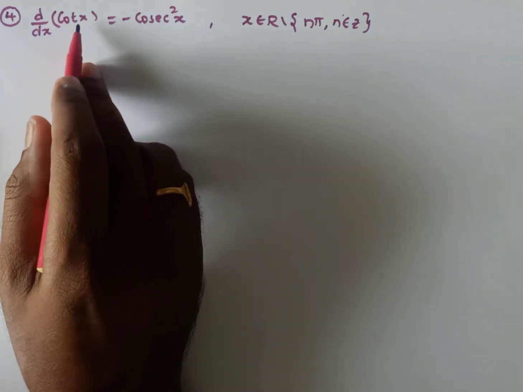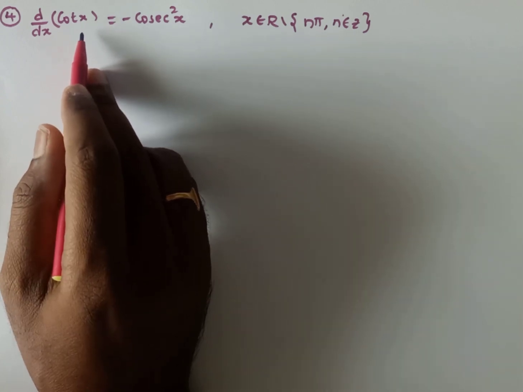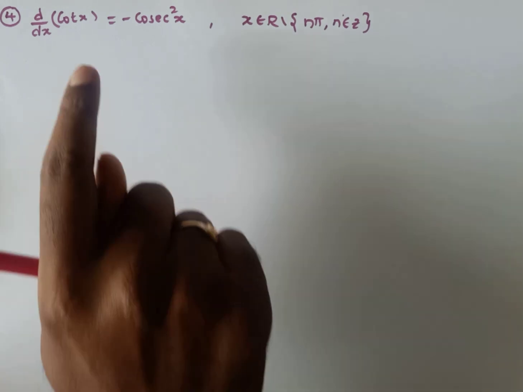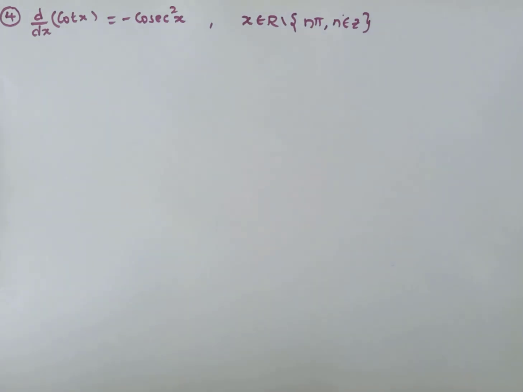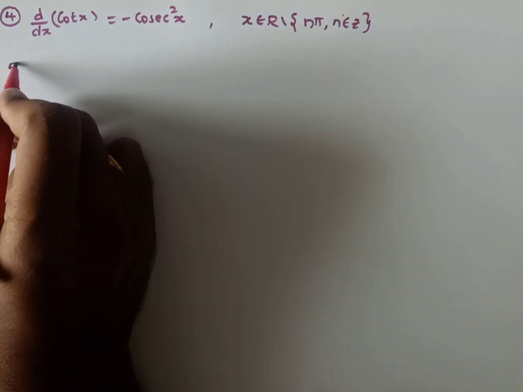So using quotient rule or reciprocal rule, you may evaluate the derivative of cot x is minus cosecant square x. So I hope you will do it. Next, fifth one.